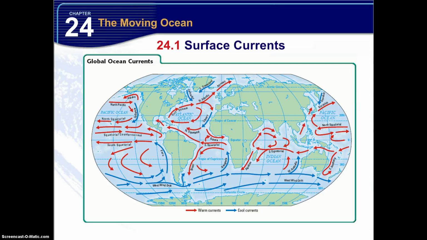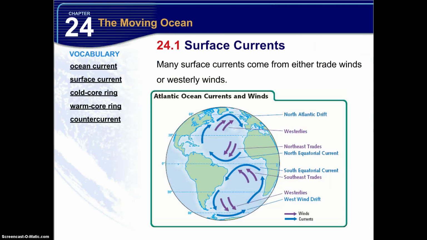equator towards the poles. Now, in which direction do circular currents in the northern hemisphere turn? The answer is either going to be clockwise or counterclockwise. It's going to be clockwise in the northern hemisphere, and in the southern it's counterclockwise. Now, many surface currents come from either trade winds or westerly winds. The purple arrows on the map show wind patterns, and the blue arrows show ocean current patterns.